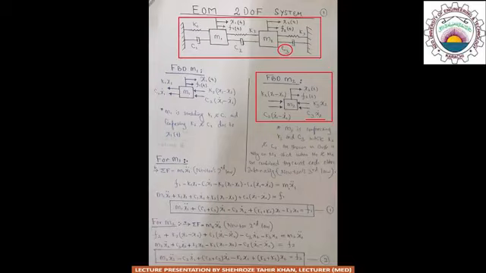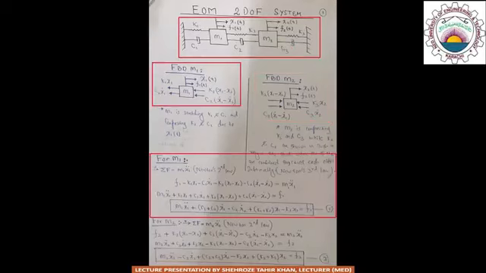So for mass m1, we have summation F is equal to m1 x1 double dot, or F1 minus k1 x1 minus c1 x1 dot minus k2 into (x1 minus x2) minus c2 into (x1 dot minus x2 dot) is equal to m1 x1 double dot.